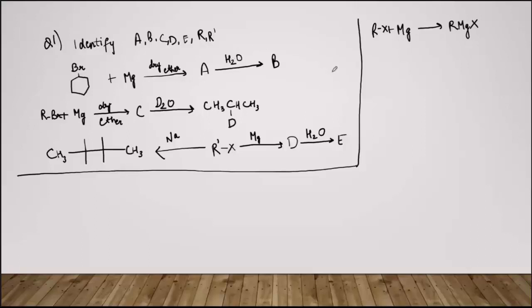तो यहाँ पे भी फॉर्म वही है, so इसका मतलब है A will be, A क्या होगा? हमारा R is this group और इसकी जगह पे MgX, Mg Br and this simply is R. ठीक है? Now A is reacting with water to give D.